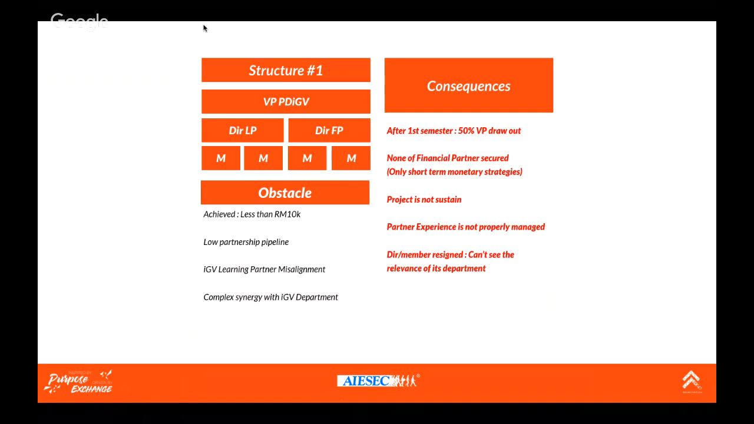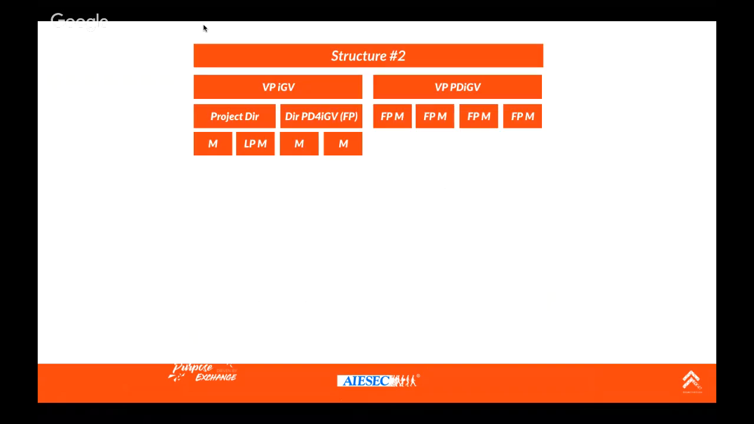Reason being, they cannot see the value as a department, and people don't know what the bigger picture is or what they are really striving towards. Which is why in the middle of the 2018 term, there was a lot of change of department and change of structure, as well as change of PIC. Which is why these kinds of structures happen.